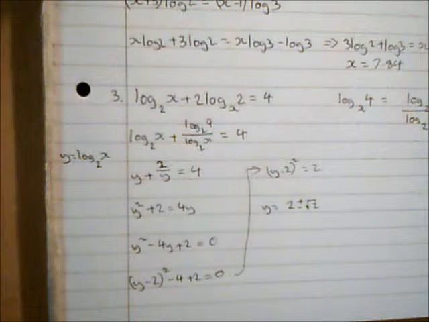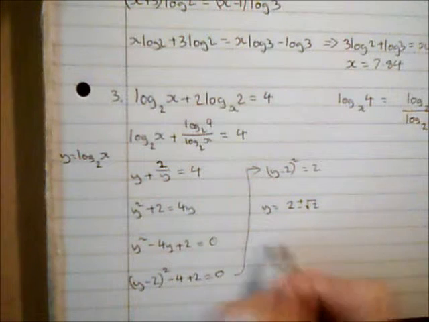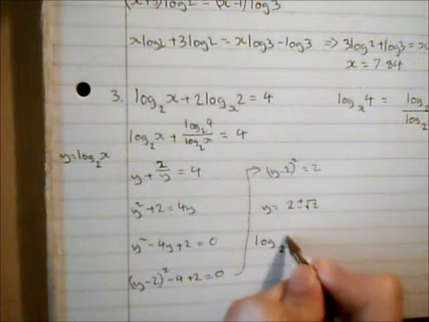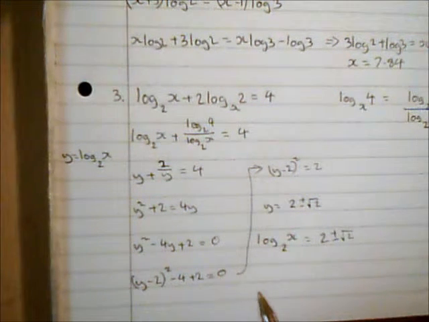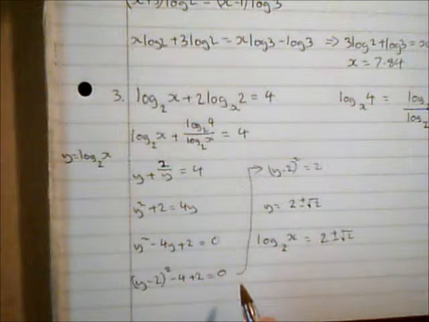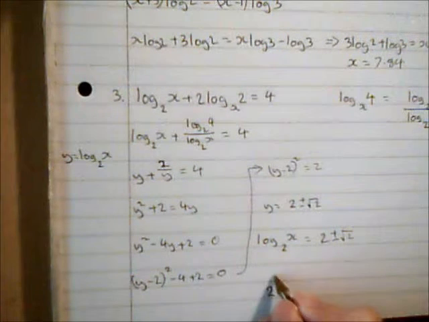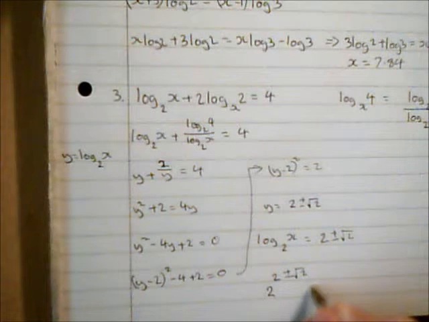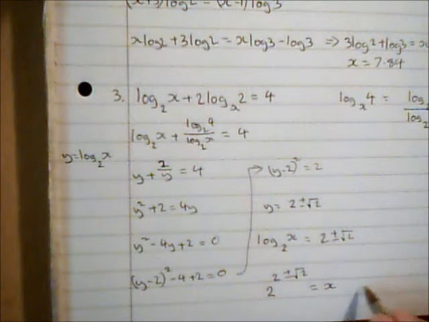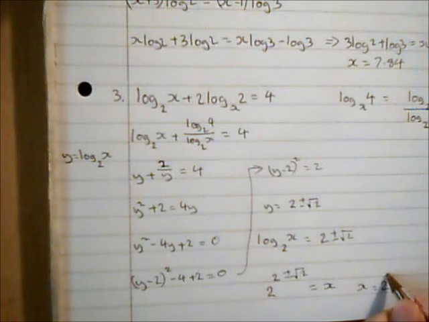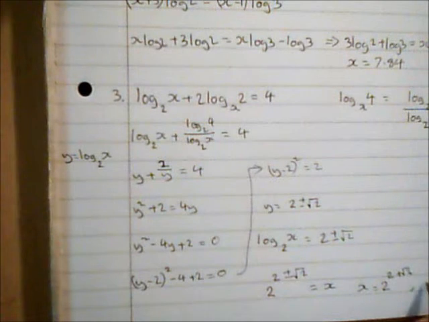But y was equal to log to the base 2 of x. So log to the base 2 of x equals 2 plus or minus root 2. And then I'm going to convert between index and log form to say that 2 to the power of 2 plus or minus root 2 is equal to x. And these are my two solutions for x, which I could evaluate, but I'm going to leave them here as exact forms. So I've got x is equal to 2 to the power of 2 plus root 2, or 2 to the power of 2 subtract root 2.